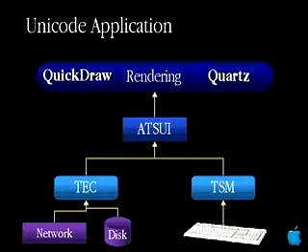After your application has done its processing, use ATSUI, Apple Type Services for Unicode Imaging, to lay out and prepare the text for display, and then finally, you can use QuickDraw or Quartz on Mac OS X to display the characters. Now I'm going to talk about each of the technologies in a little bit more detail.